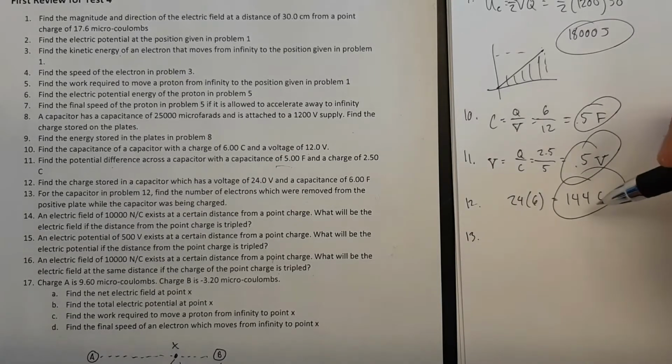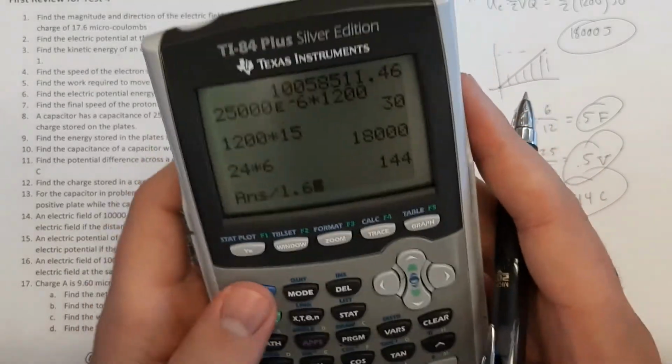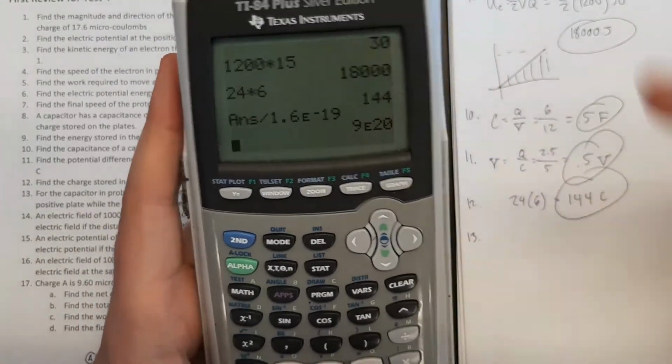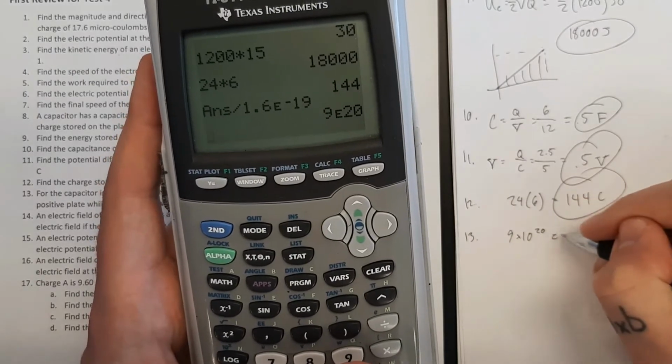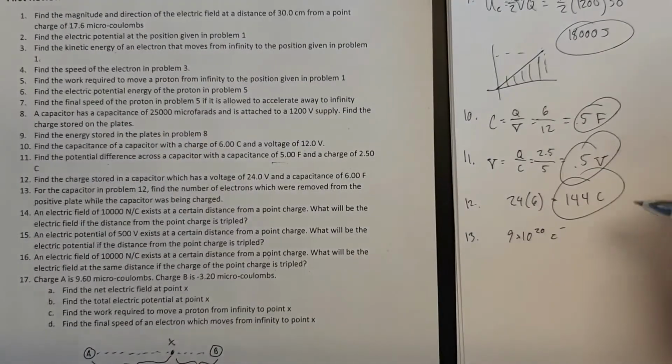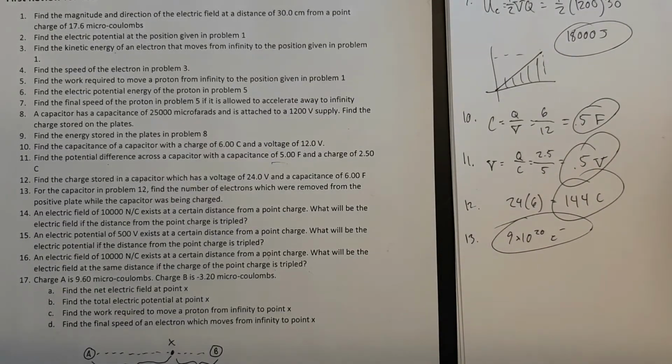So if we've got this much charge and we want to find out how many electrons we've got, we just need to divide that by the charge of an electron. It'll tell us how many electrons were removed. So 144 divided by 1.6 times 10 to the negative 19th. And that took 9 times 10 to the 20th electrons. Look how many electrons we're taking off for that truly obscene amount of charge.